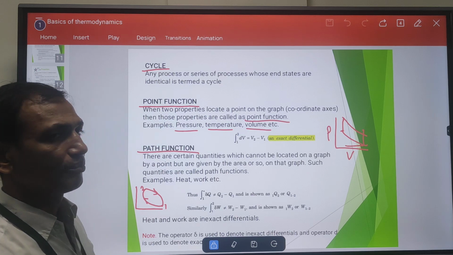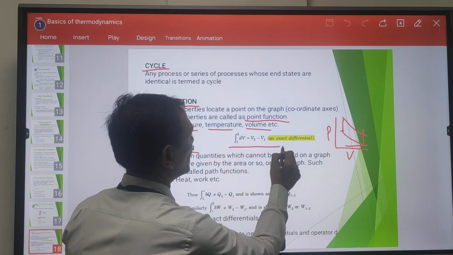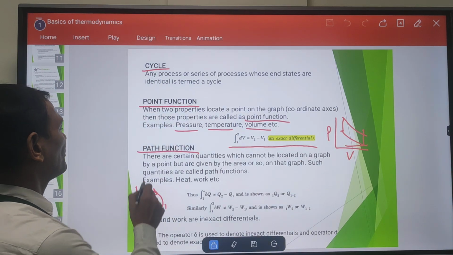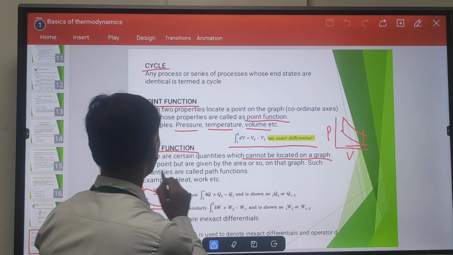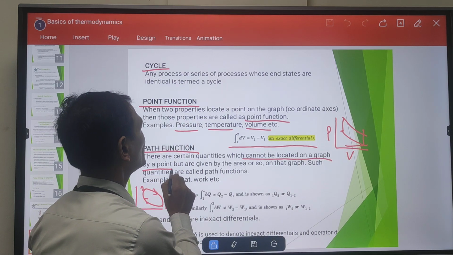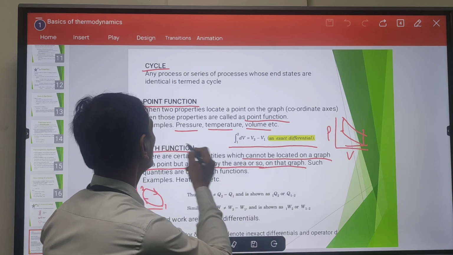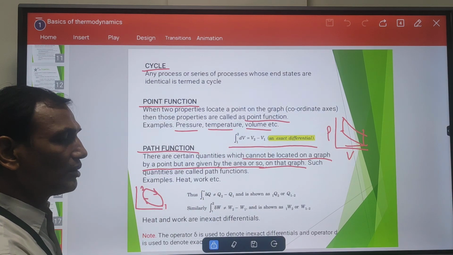This is the point function, and the point function is an exact differential. Path functions are certain quantities which cannot be located on a graph by a point, but are given by the area on that graph. It is called a path function. Work or heat is an example of the path functions.